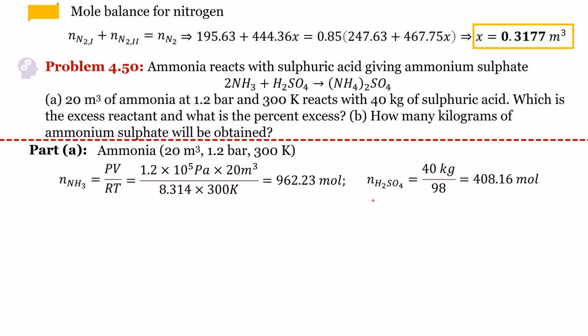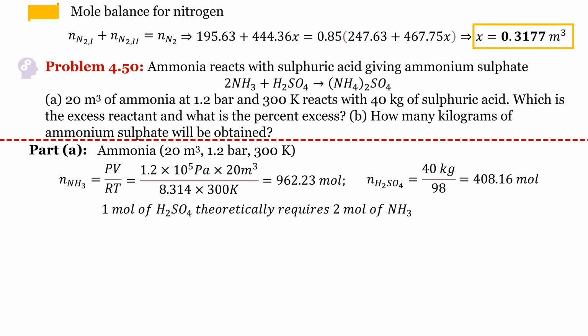Now we can also find out the moles of sulfuric acid, because weight of sulfuric acid is given, that is 40 kg, and we know 98 is the molecular weight of sulfuric acid. So number of moles will become equal to weight divided by molecular weight. So it will become equal to 408.16 mole.